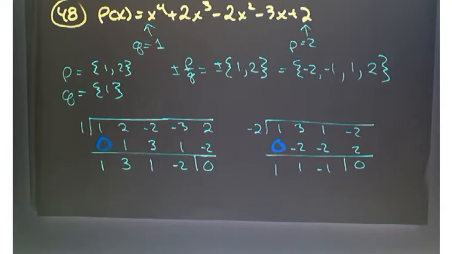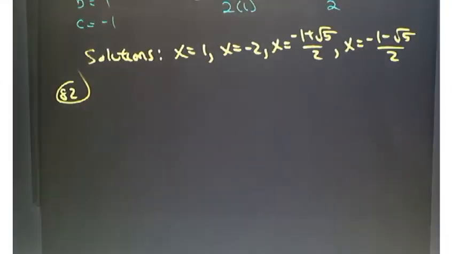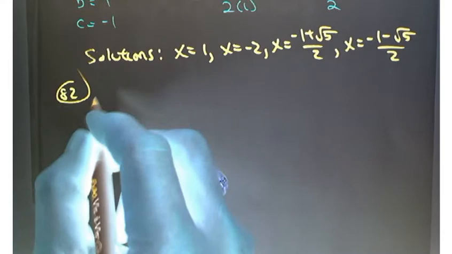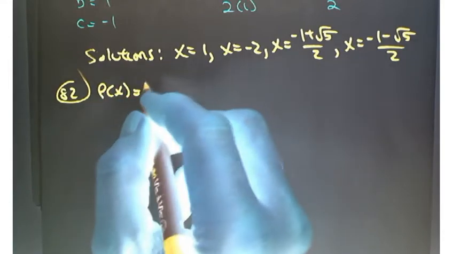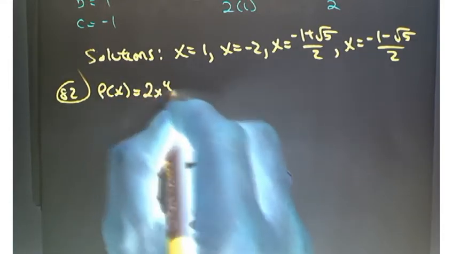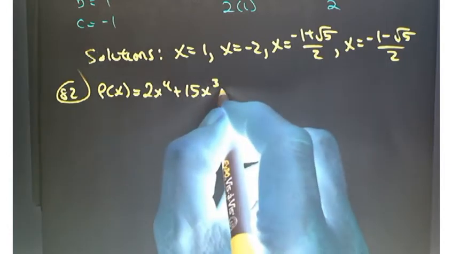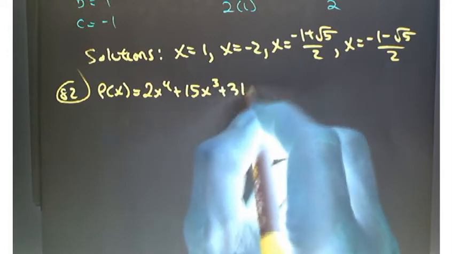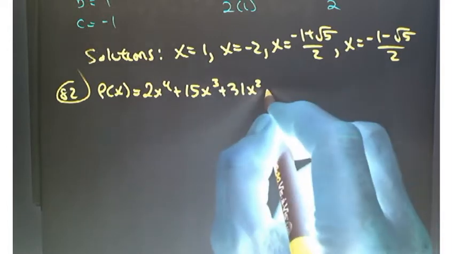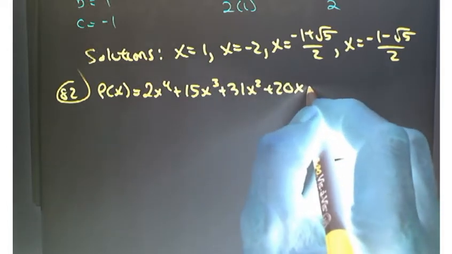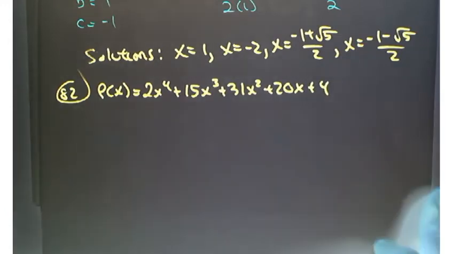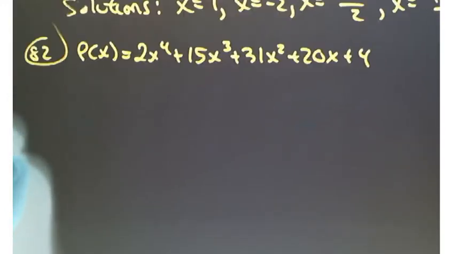Problem number 82. So, P of X is 2X to the 4th plus 15X cubed plus 31X squared plus 20X plus 4. Wow. The mother of all polynomials.